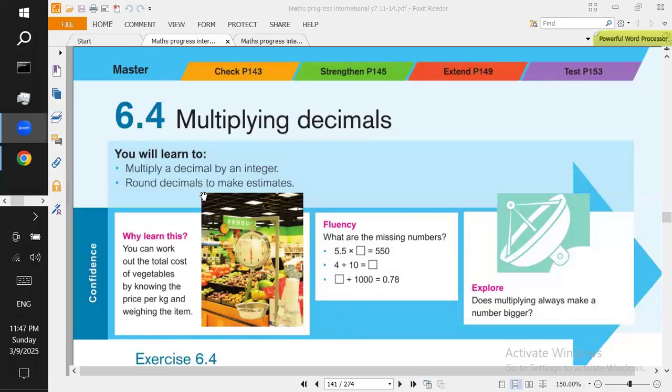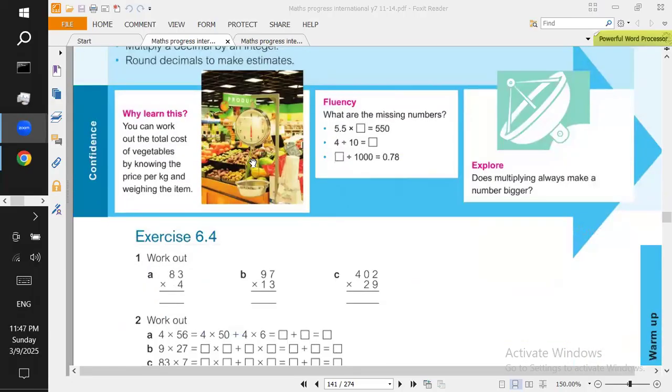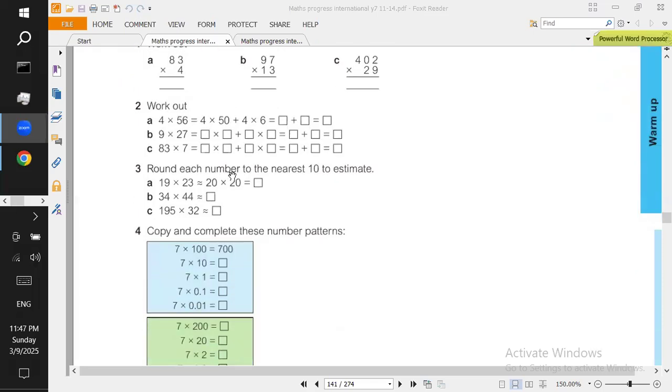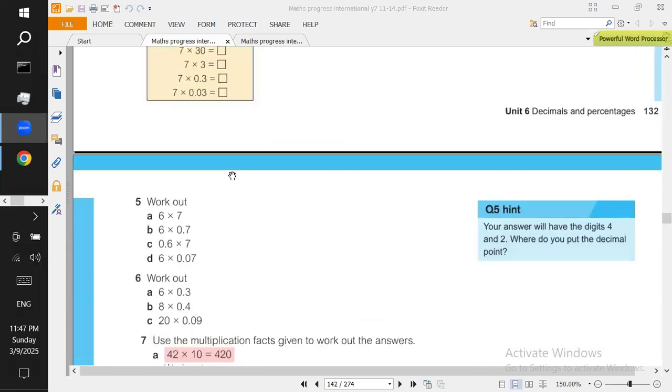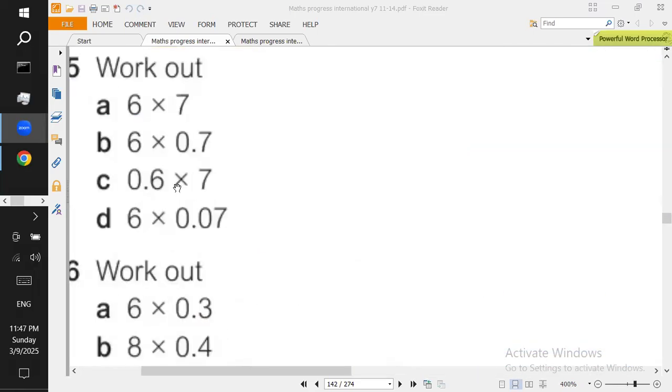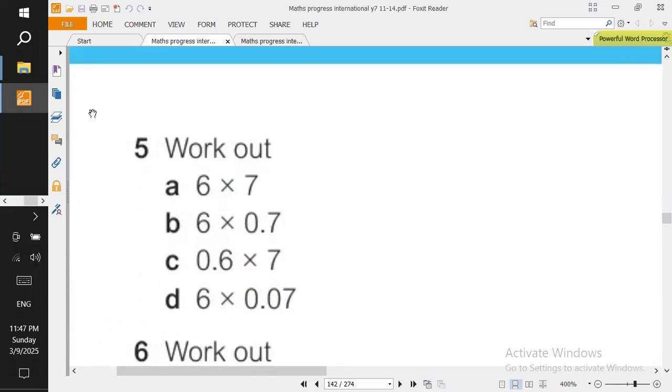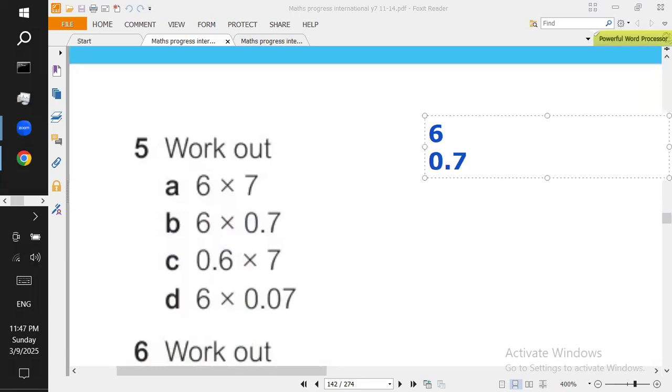Okay, 6.4, multiplying decimals. Let's take a look at the questions here that have decimals to multiply by. We'll look at these. So here, when we multiply decimals by numbers, so let's say 6 by 0.7, we're going to do one of the questions here. So 6 times 0.7, okay, like this.